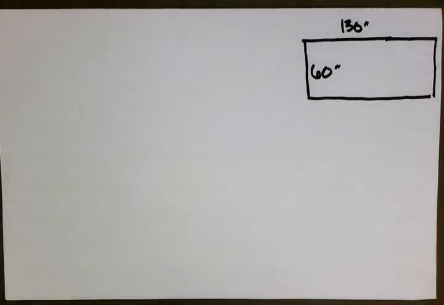A painter sections a 60-inch by 130-inch canvas into a grid of squares to be painted individually. The question is, what is the largest square possible so that all are of equal size and no overlapping or cutting of any region occurs?